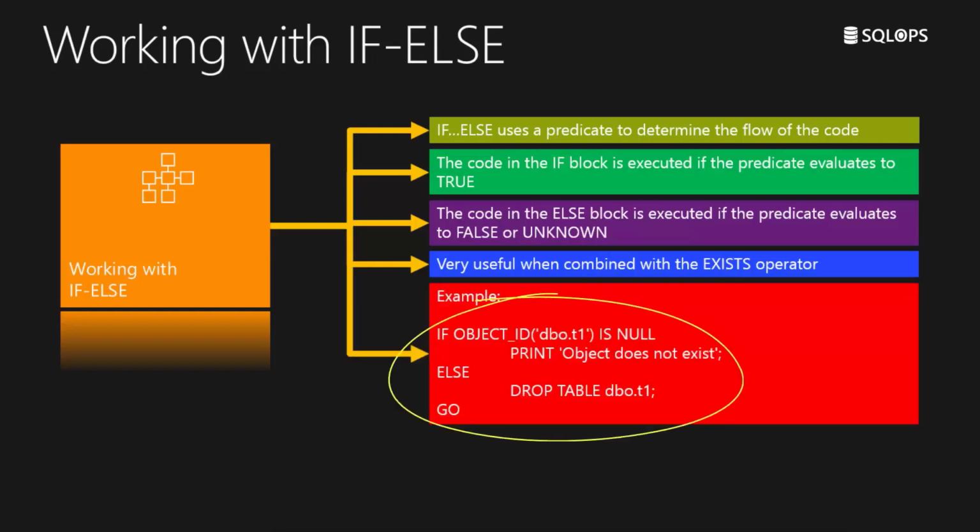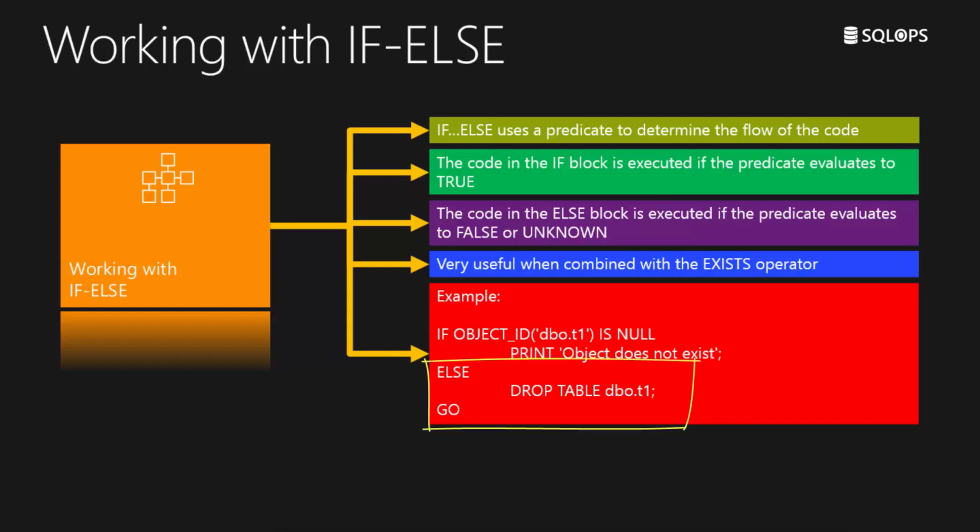In the query that you see here, let's say that there is no else keyword and the block of statements that follows the else keyword. When you execute this query, if the object dbo.t1 does not exist, which means that the predicate for the if keyword is evaluated to true, then it will print the object does not exist statement. With the use of else, you have another execution option if the if predicate evaluates to false or unknown. Let's say the object does exist. Then the predicate in the if clause is evaluated to false and the query executes the statement under the else, which in this case is a drop table statement. Let's execute some examples to see how the if-else statement works.